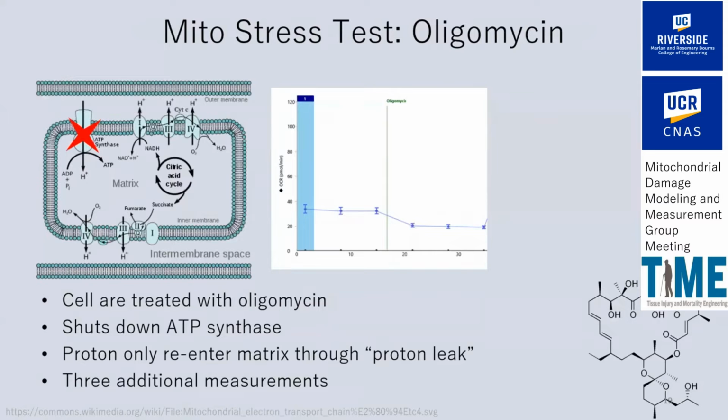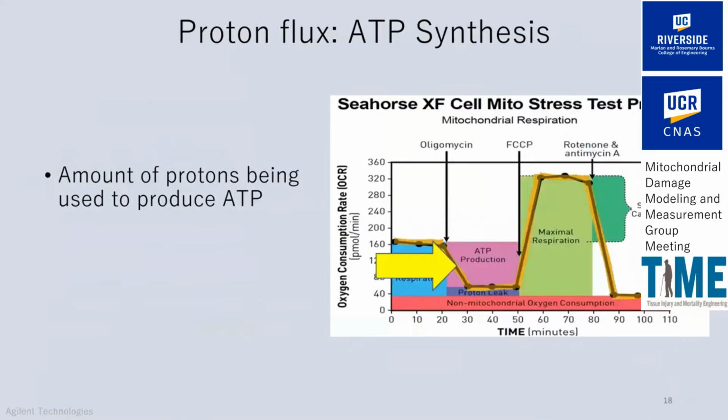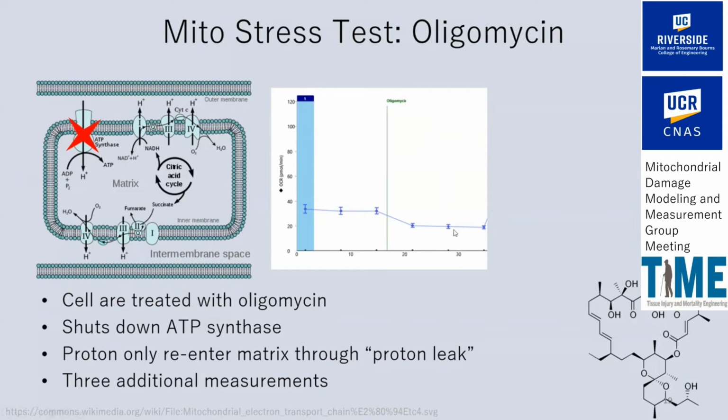This is achieved by treating the cells with oligomycin. It shuts down ATP synthase, and when this occurs, the protons can only re-enter the matrix through proton leak, as you see here. So you get 3 additional measurements under this condition, and that allows you to infer the extent to which the cells are consuming oxygen to produce ATP.